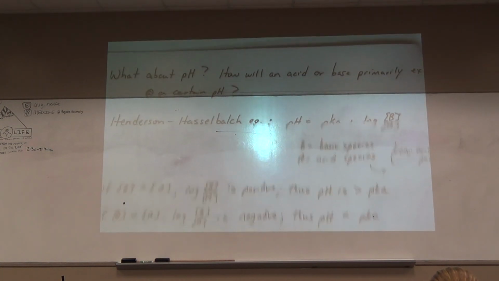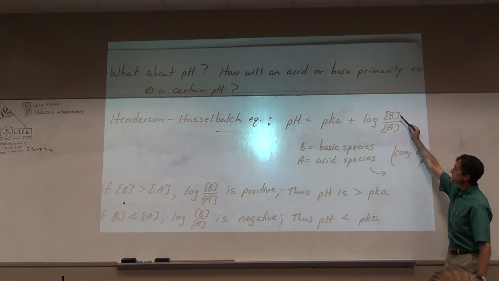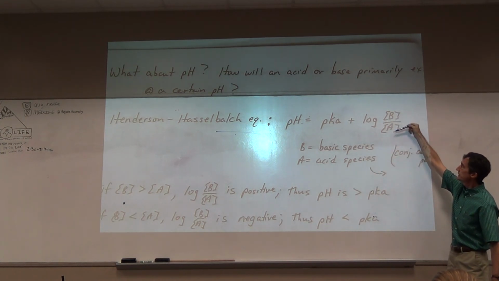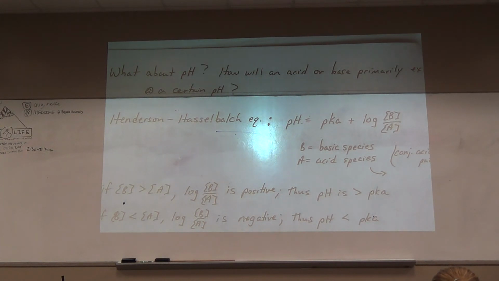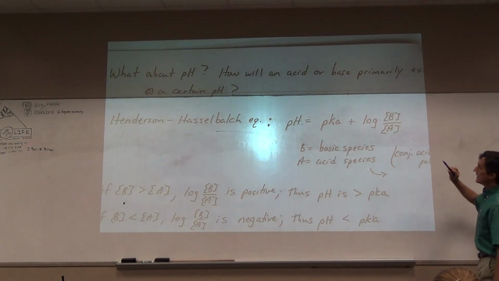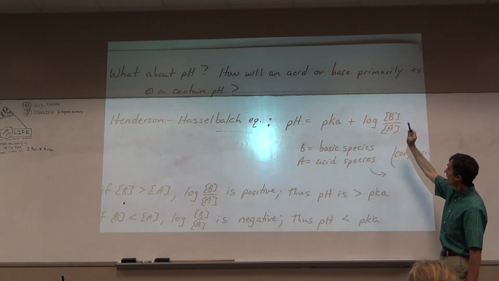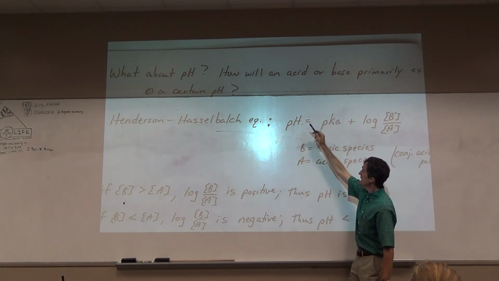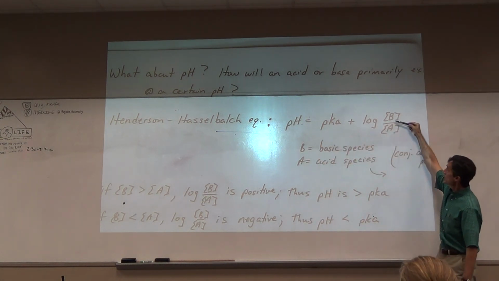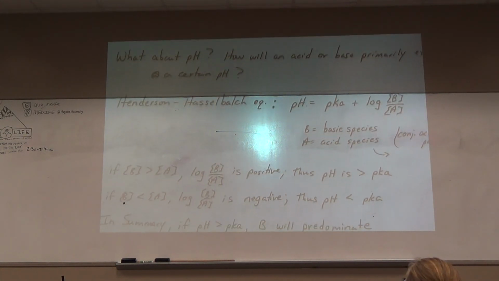Let's go through this. pH equals pKa plus log of the basic species over the acidic species. This is basically your conjugate acid-base pair, and the ratio of them, log of B over A. There are a number of unknowns or variables here. If you know this and that, you can calculate pH. If you know pH and pKa, you can determine the ratio of B over A, and so on.